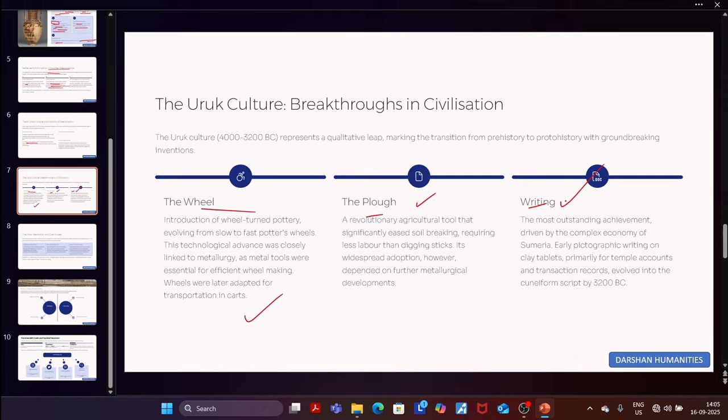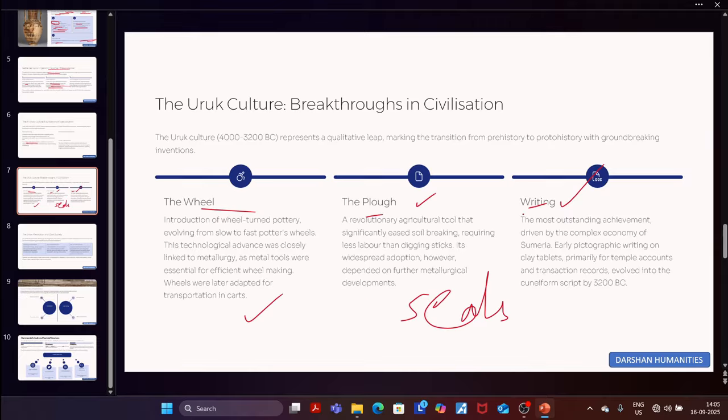Let's first discuss the seals, which are also very important. Stamp seals, the rectangular ones, depicted animals and plants, and later cylindrical seals were rolled on clay for identification. They indicated ownership and showcased high artistic standards, often depicting mythological figures or daily life.